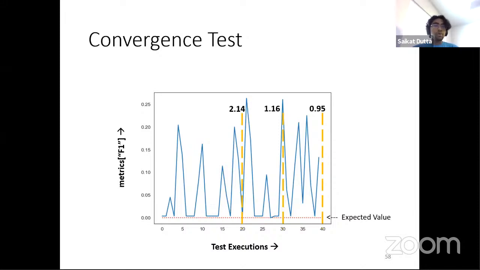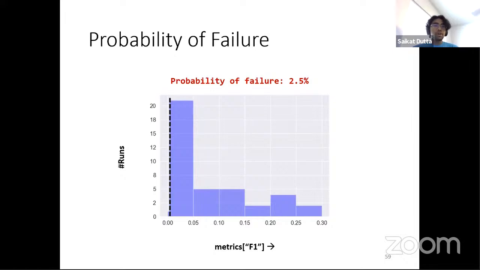And now we can use the samples to compute the empirical distribution, which we can represent here by the histogram that we have here. And using this, we compute the probability of failure, which comes out to be 2.5%, which is non-zero. And hence, there is a chance that this would fail.